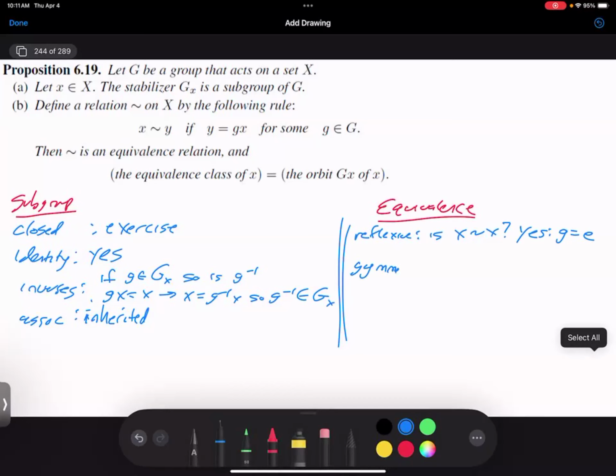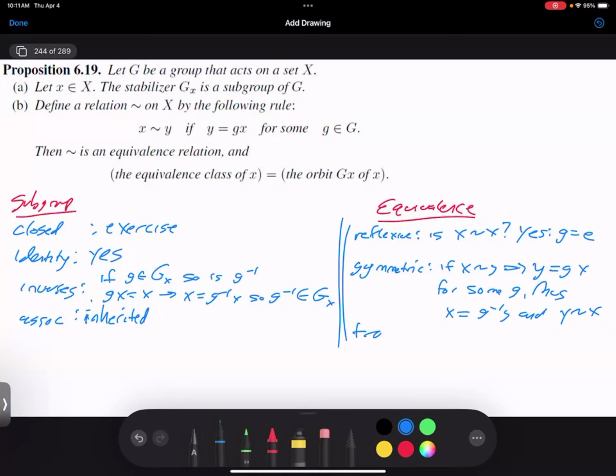The next is symmetric. If x is related to y, that means y equals g times x for some g, thus x equals g inverse of y, and we now get y is related to x. And then I will leave transitive as an exercise. Show if x is related to y and y is related to z, then x is related to z. It's straightforward, just chasing everything.